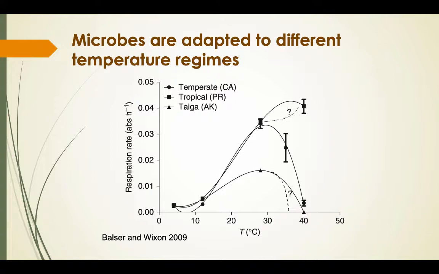Is that temperature maxima or optimal condition really the same in every different place, or not? That's still a question, but this phenomenon seems persistent, that we, again, see these short-term increases in respiration, but that pretty quickly goes away.